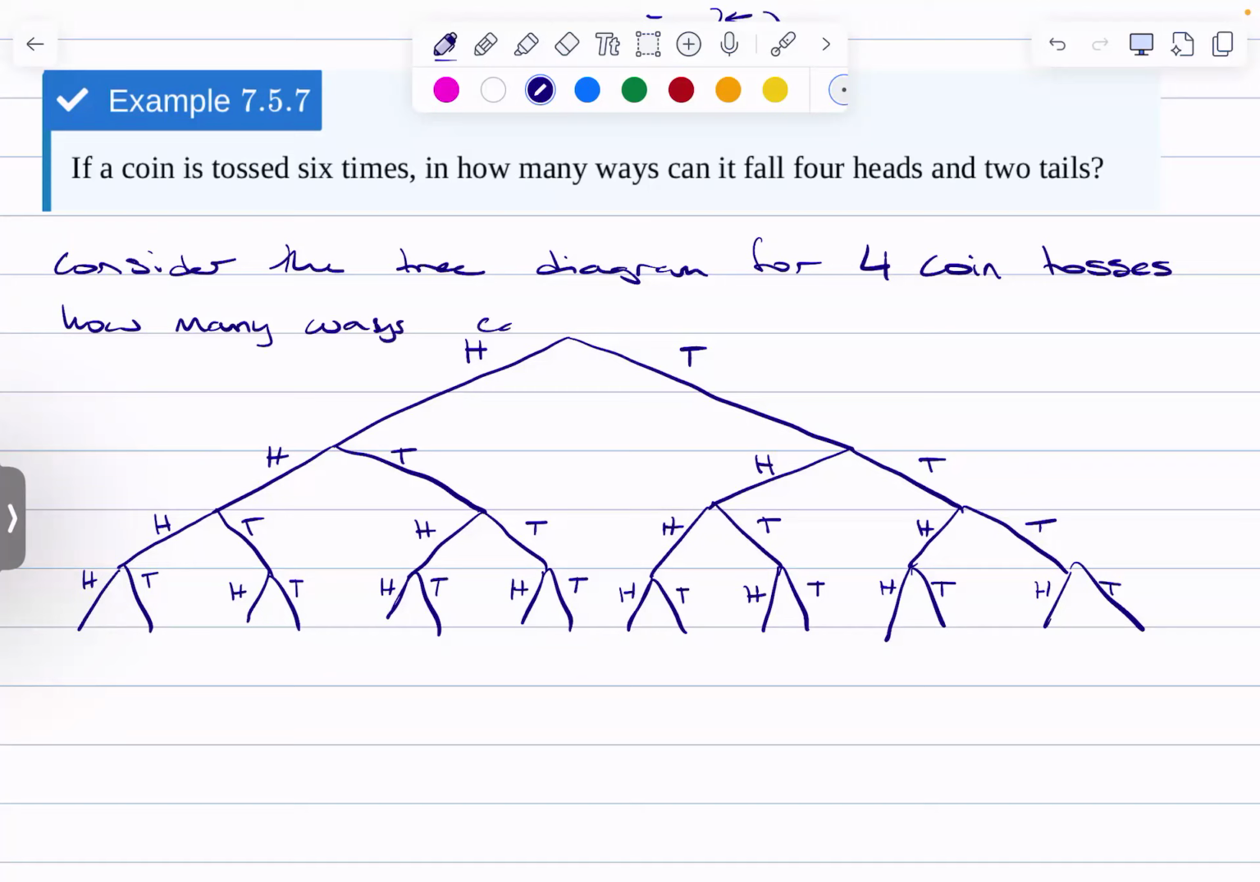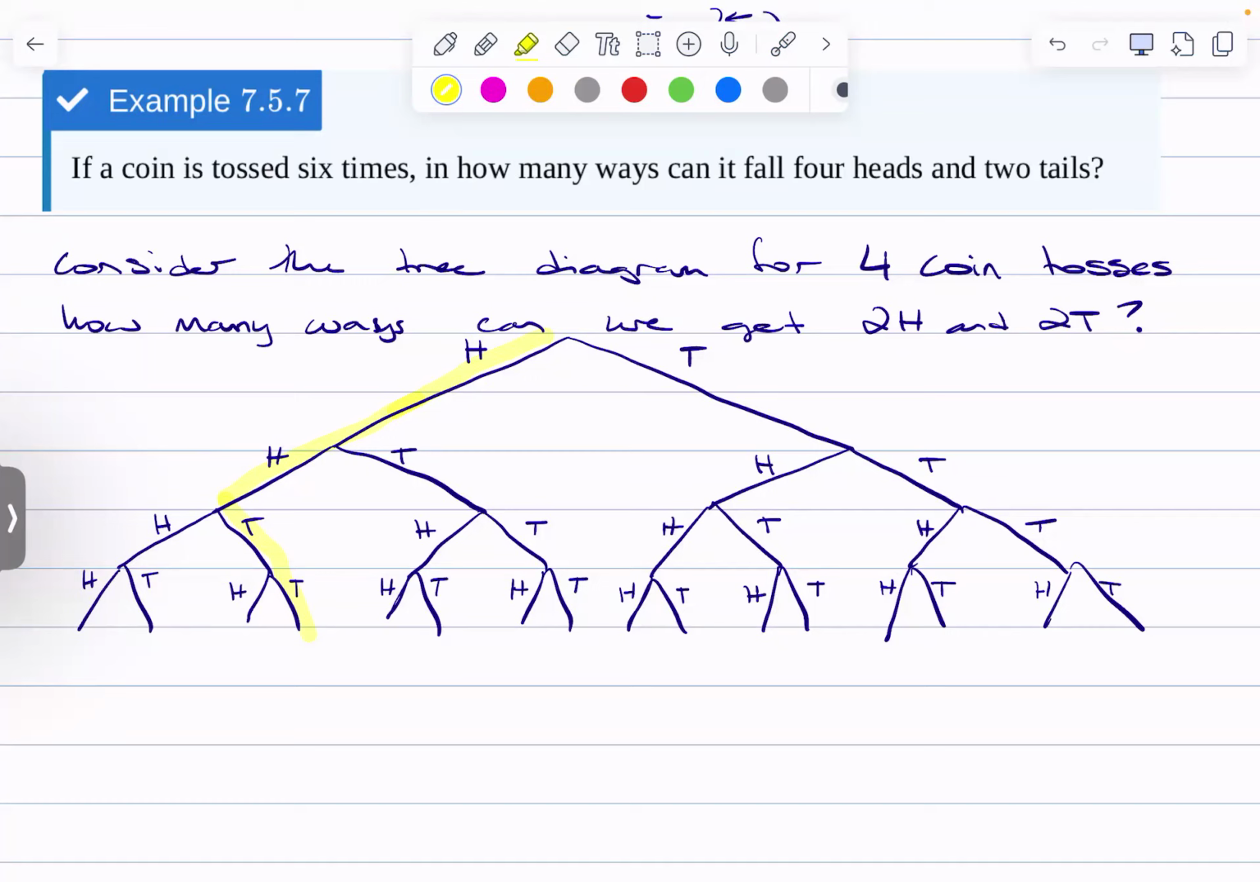How many ways can we get 2 heads and 2 tails in 4 coin tosses? So we can use the tree, right? And just highlight all the options where we get exactly 2 heads and exactly 2 tails. So option number 1 is I start with heads, and I get another head. Then the next two have to be tails.